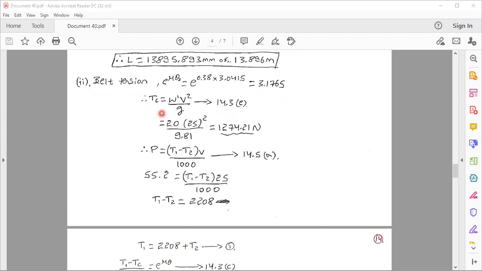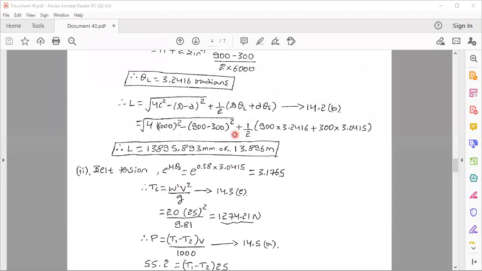By using the centrifugal force on the belt formula, you need to find out the value of Tc. Substitute that in the equation, W dash. In some data books it is given as W dash, or in some textbooks it's given as W. W dash is nothing but the weight of the belt, and that unit should be in kg per meter or Newton per meter.